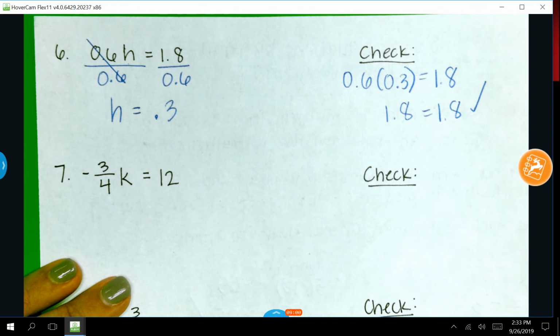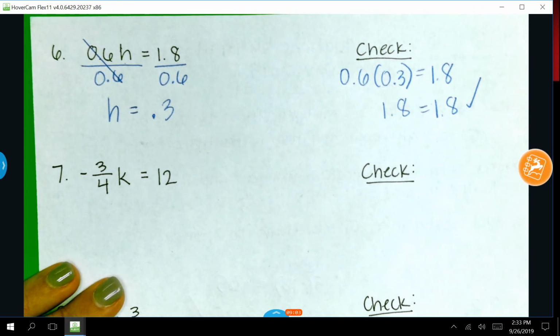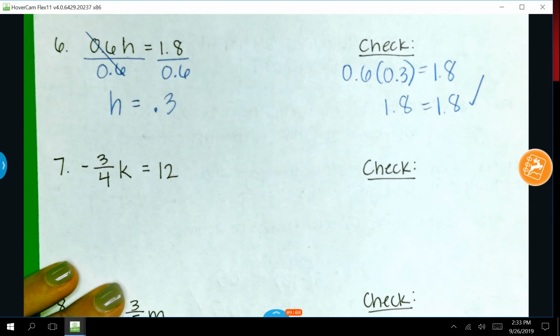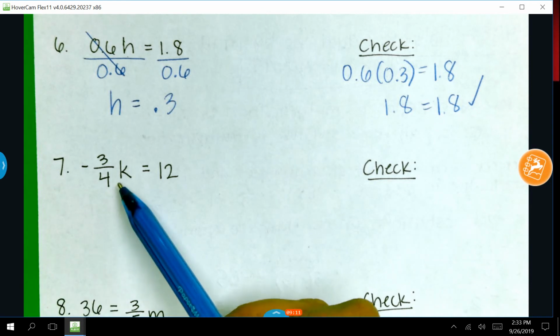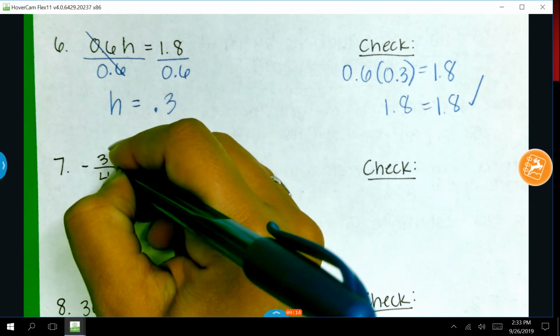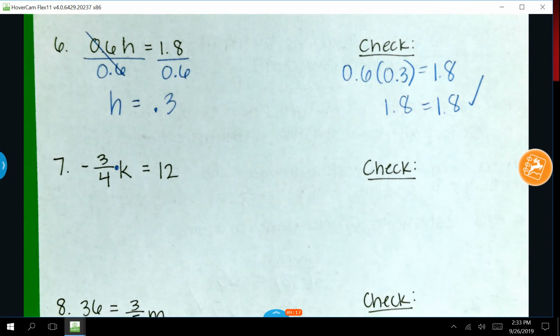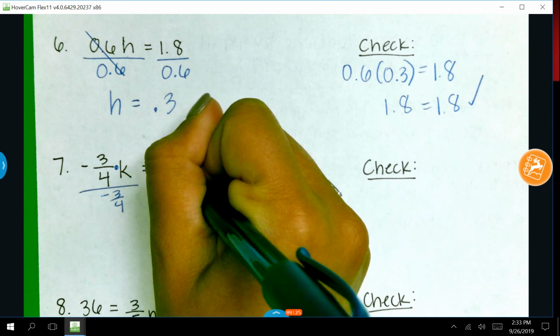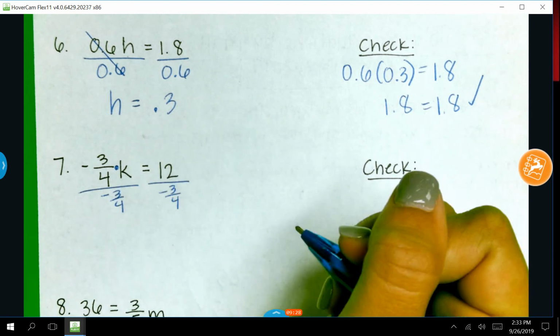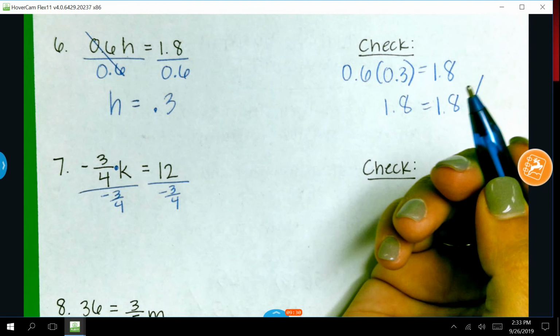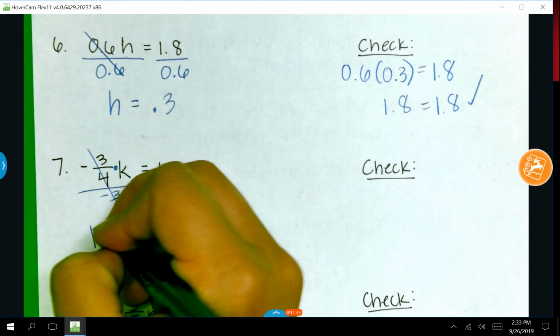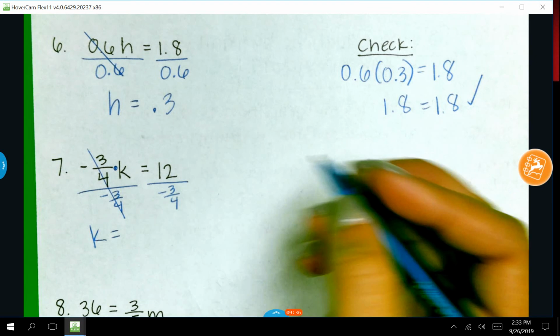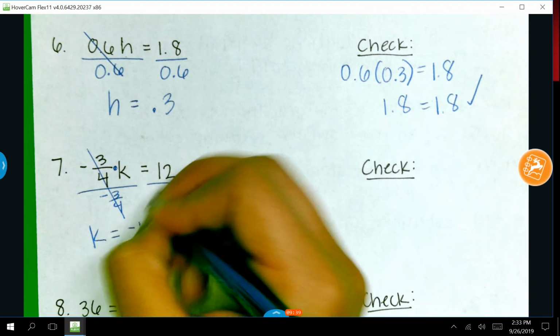The next one is where it gets a little tricky. Not tricky, you just have to pull in a couple of different things that we've already learned. So number 7, I've got negative 3/4 k, which means negative 3/4 times k equals 12. So if I'm solving for k, what am I doing? Dividing by negative 3/4. So I know that I have a k on the left, right? On the right, I have 12 divided by a negative 3/4.